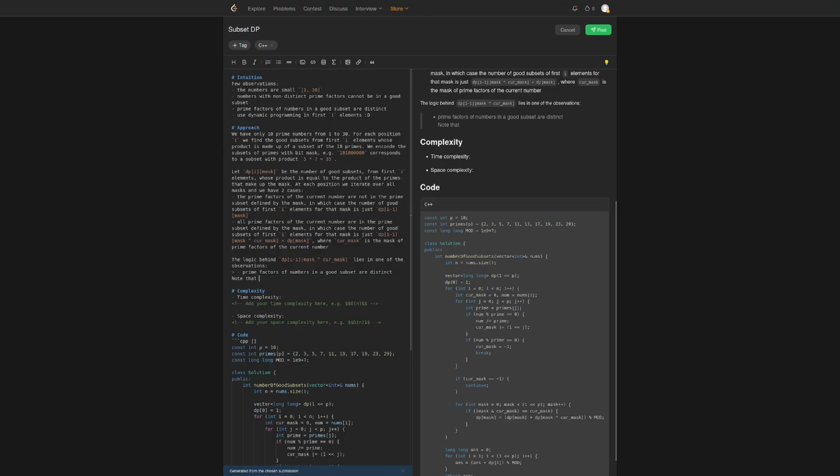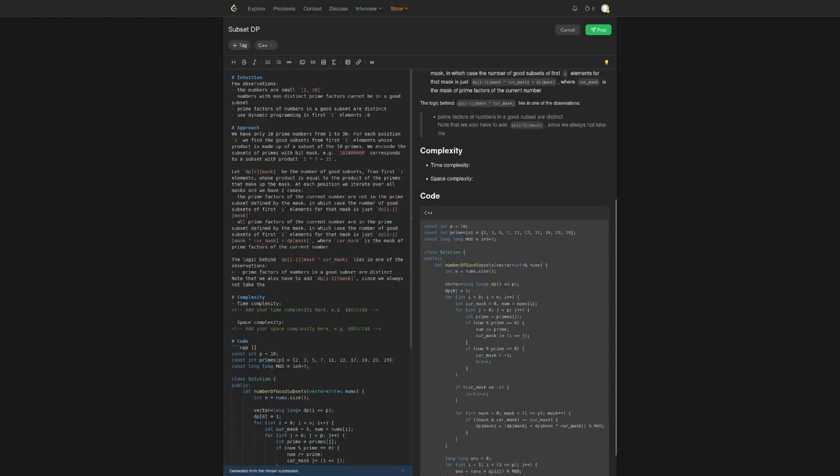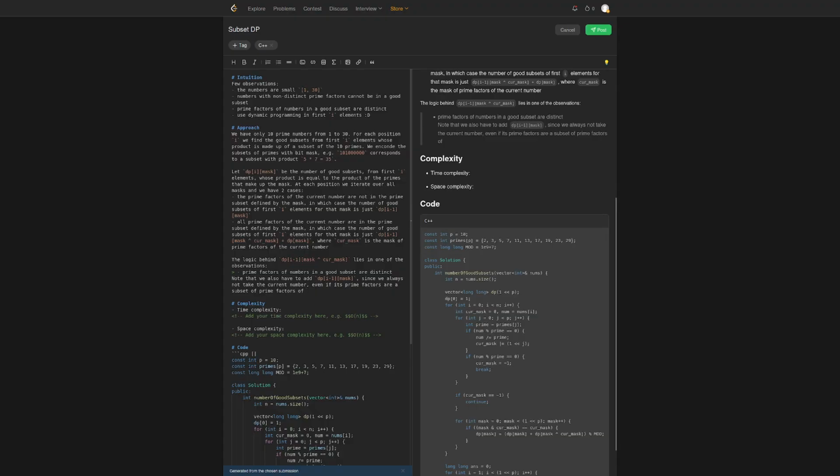Note that we also have to add dp[i-1][mask], since we can always not take the current number, even if its prime factors are a subset of the prime factors of the mask.